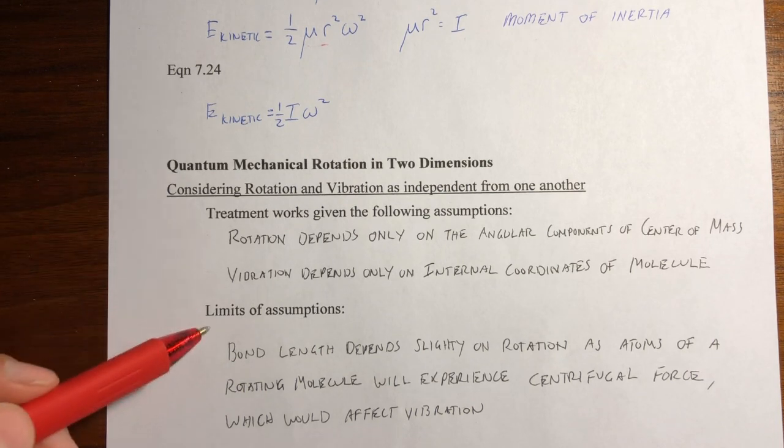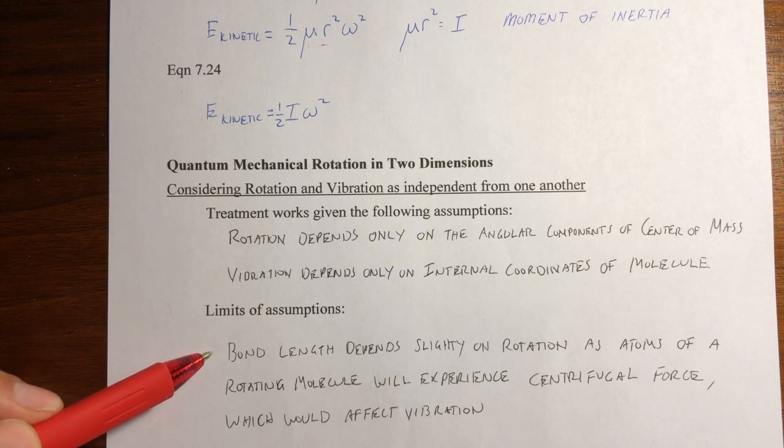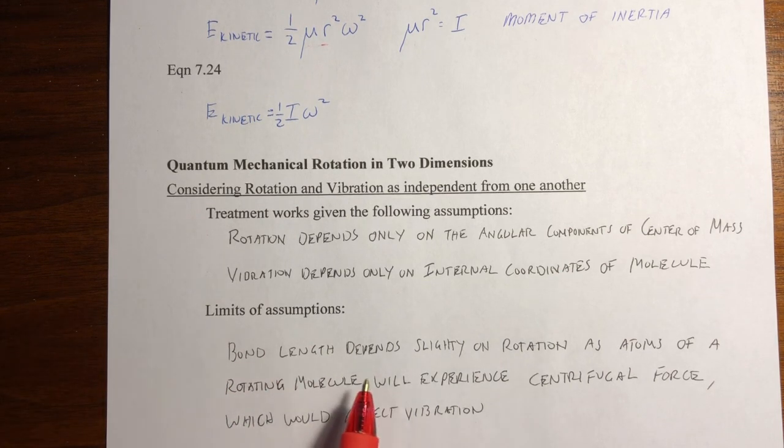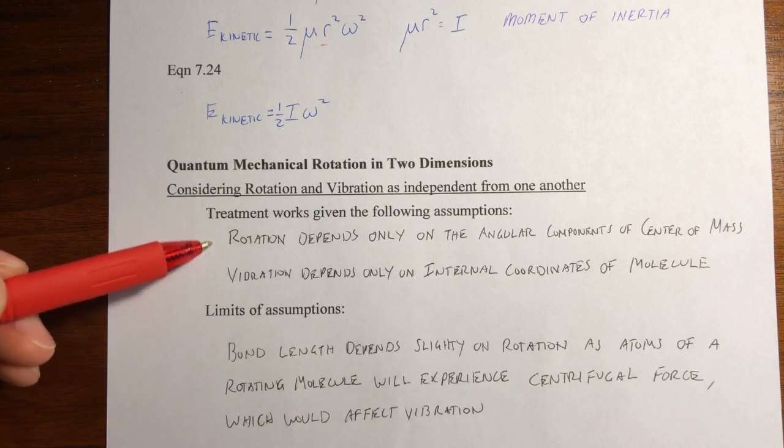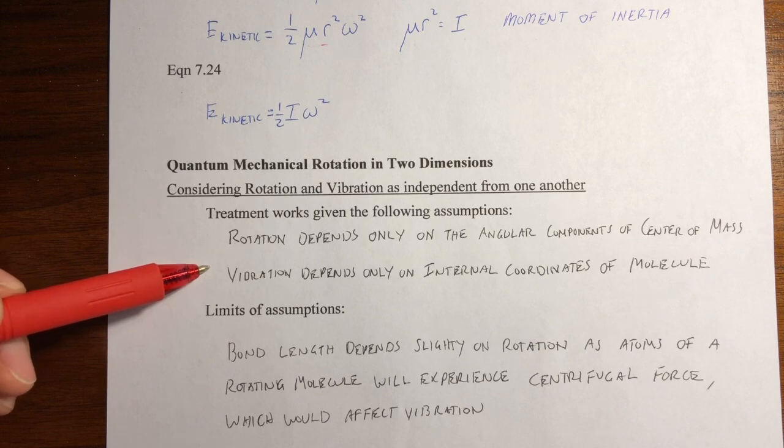So the limits of these assumptions are as follows. Bond length depends slightly on rotation, as atoms of a rotating molecule will experience centrifugal force, which would affect vibration. So vibration and rotation are not completely independent from one another.